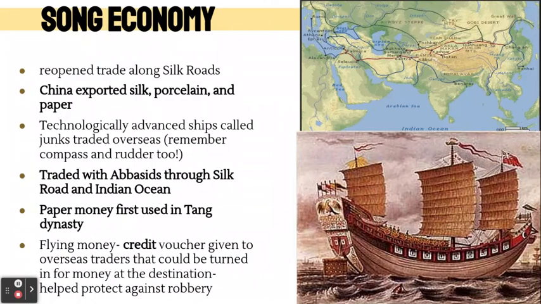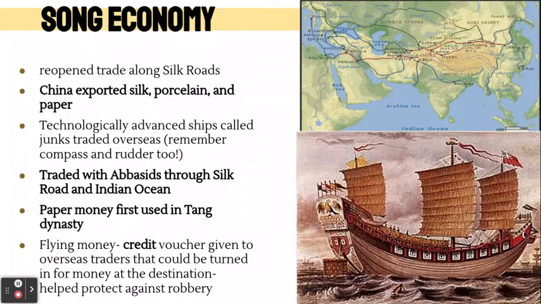Porcelain, which is a type of ceramics, and paper. Paper was invented in China as well and became a major export. The Chinese also traded throughout the ocean, especially in the Indian Ocean, on very technologically advanced ships called junks, and they traded overseas. They also invented two other things that helped them with sailing. The compass was invented in China. Also the rudder. The rudder is like a flap at the back of a ship that moves back and forth and enables the ship to steer.